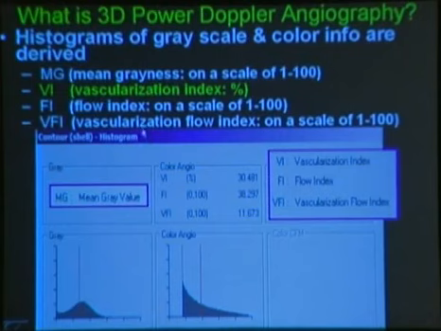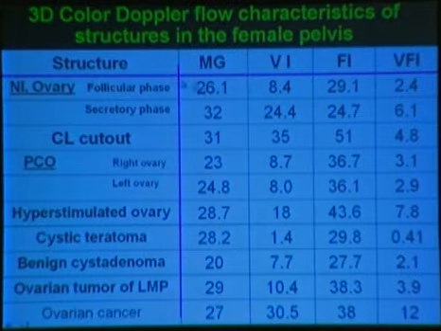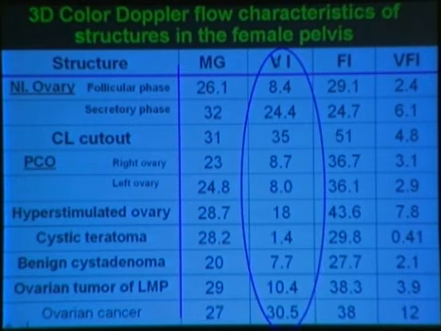However, and I'm not sure whether, yes, this was the slide that I was trying to get. You can determine the vascularization index, which is an absolute number. The rest, the flow index and the vascularization flow index, they are relative numbers on a scale from 1 to 100. And we looked at certain structures, and I did not show you all the structures. That's my last slide indeed, and look at the vascularization index.